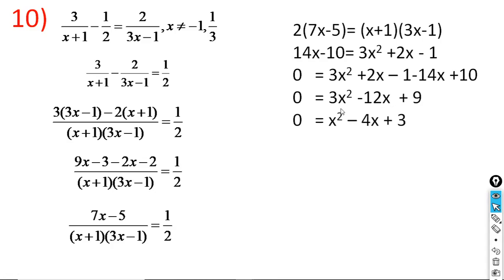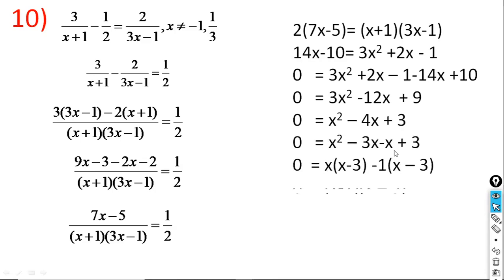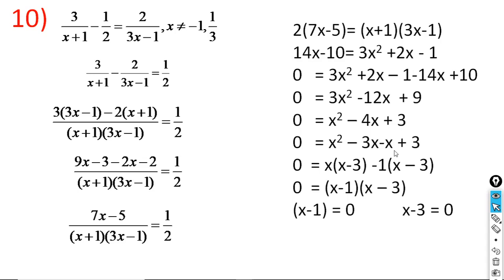3 can be taken common. We are left with x square minus 4x plus 3 is equal to 0. By middle term splitting, we get the two factors x minus 1 and x minus 3. And finally, the value of x is equal to 1 and x is equal to 3.